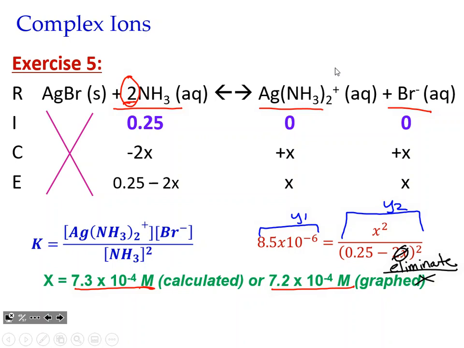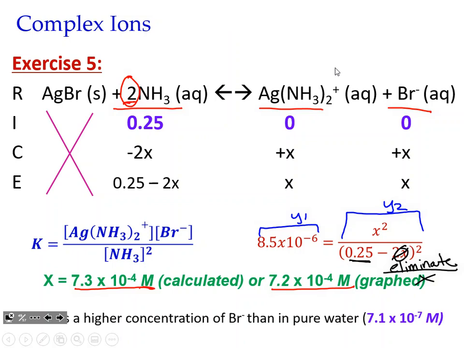Well, that 2 times x factor is not going to change this number right here. It's going to be so small that it's not going to really affect the 0.25. So do we need to keep it in there then? No, not really. But you could graph it. You can do it that route if you want. It's faster to eliminate x because you know that x is going to be so small that it's not going to affect the overall calculation there.